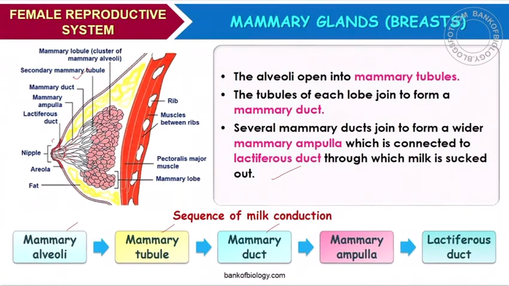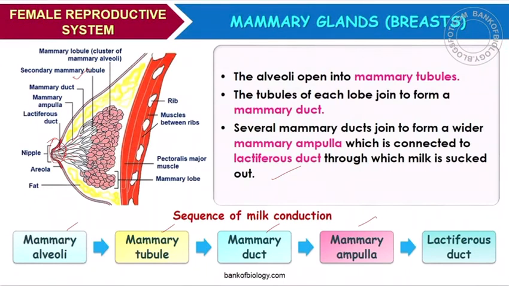So the sequence of milk conduction: the mammary alveoli join together to form a mammary tubule, tubules join to form a mammary duct, and mammary ducts join to form a mammary ampulla, and finally a lactiferous duct, through which the secretion opens up in the nipples. So this is how a mother feeds breast milk to the baby.